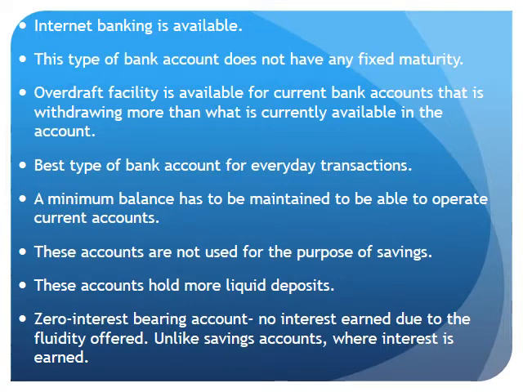Number 5, a minimum balance has to be maintained to be able to operate current accounts. Number 6, these accounts are not used for the purpose of savings. Number 7, these accounts hold more liquid deposits. And number 8, zero interest bearing accounts, meaning that unlike saving accounts where interest is earned, on current accounts no interest is earned.